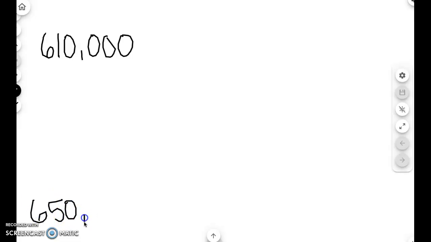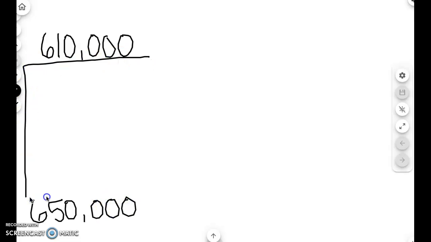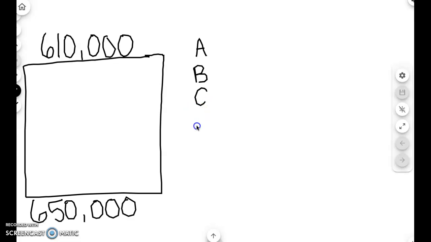So the way that I would do this on my paper, what I know that it has to be bigger than 610,000. So I'm going to write that 610,000. And I know that it has to be less than 650,000. So at the bottom, I'm going to write 650,000. And this is just a good visual for me to know I need to be right in between these two numbers. So with that being said, the easiest way to do this is just to write out all 5 options.